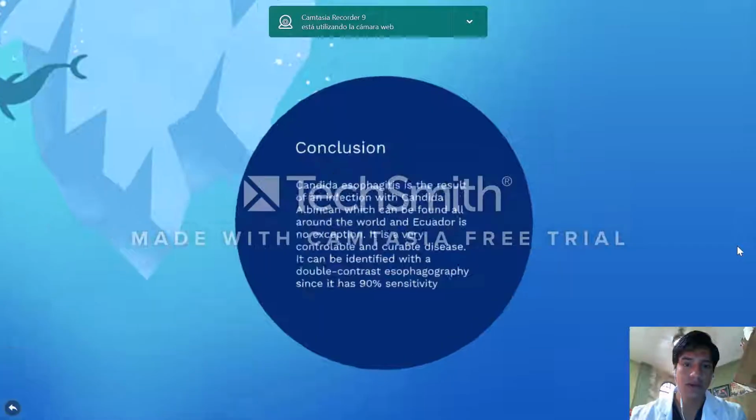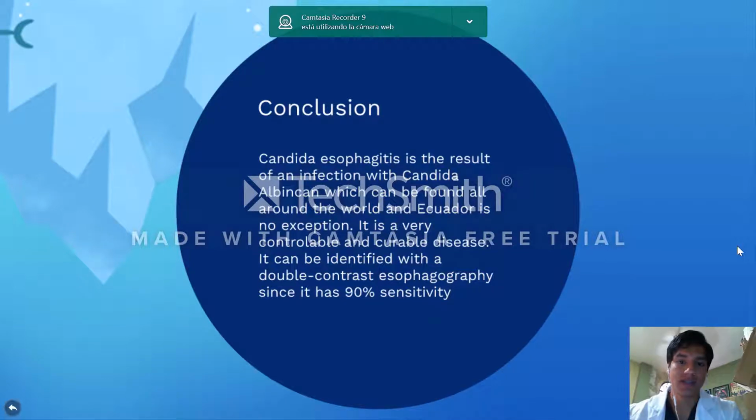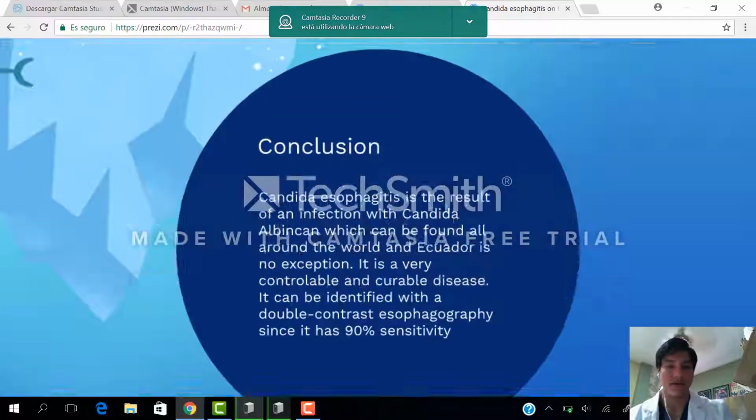In conclusion, candida esophagitis is the result of an infection with Candida albicans, which is a yeast which can be found all around the world, and Ecuador is no exception. It is a very controllable and curable disease. It can be identified with a double contrast esophagography since it has 90% sensitivity. Okay, thank you.